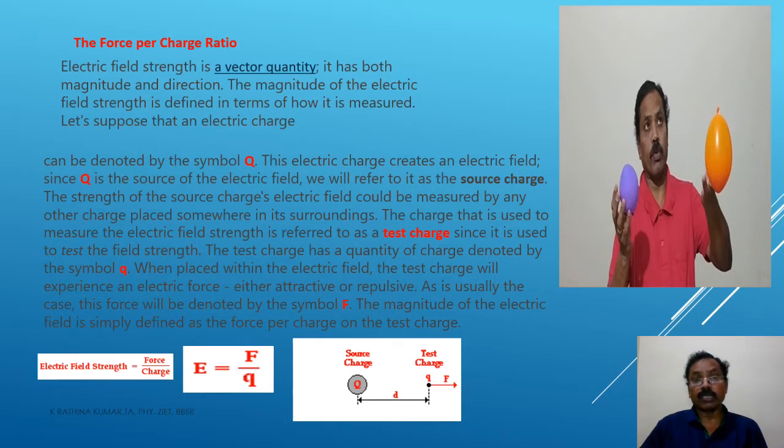Let's suppose that the electric charge can be denoted by the charge Q, and we all know that the electric charge was calculated in the previous one. Now let us see how to find the equation for the electric field. When you bring the test charge near to this other charged body, it will experience a force. So that electric field strength can be written as force by charge.